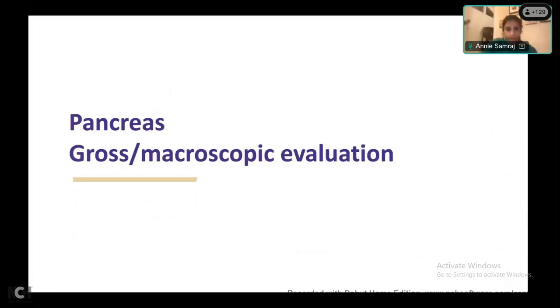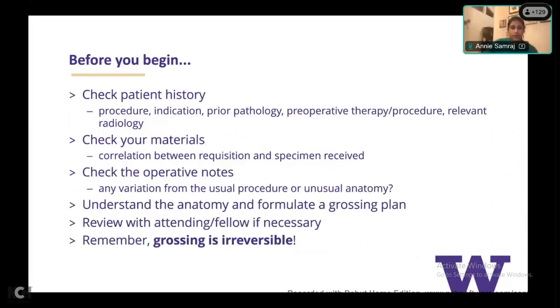Before we start grossing any specimen, and not just the pancreas, we want to check the patient history, what the exact procedure is, what the indication is, and any prior pathology. It's important to know if you have a prior diagnosis, whether there was any preoperative therapy, chemotherapy, or radiation, and any relevant radiology. So check your material: does the specimen you've received correlate with the requisition and the specimen received? Check the operative notes.